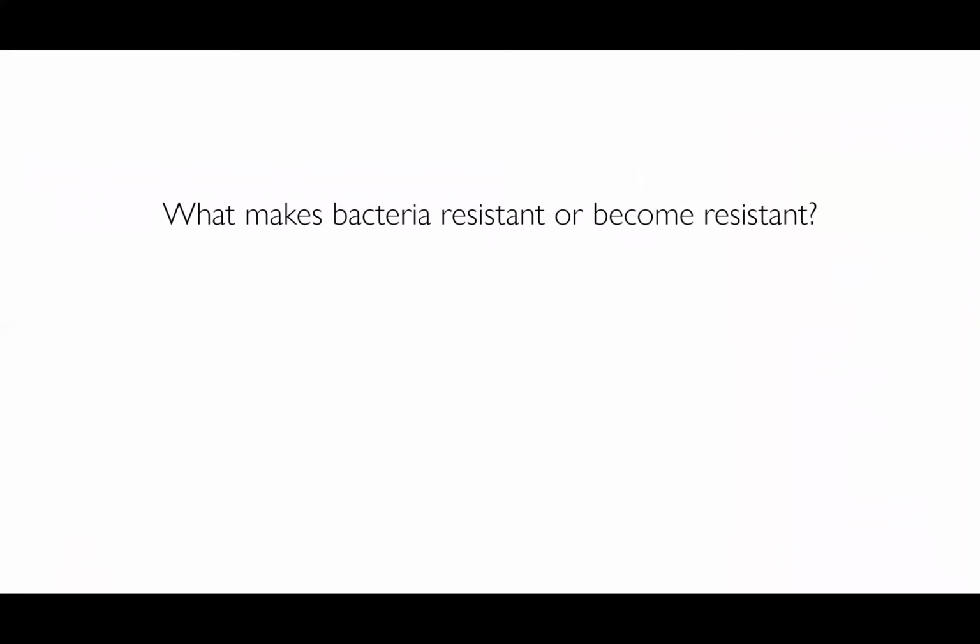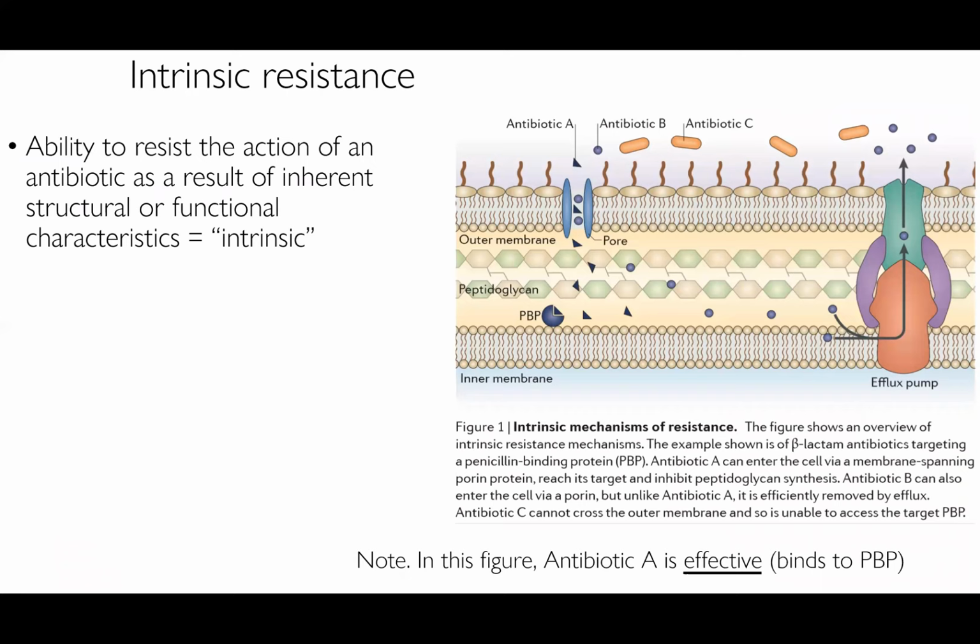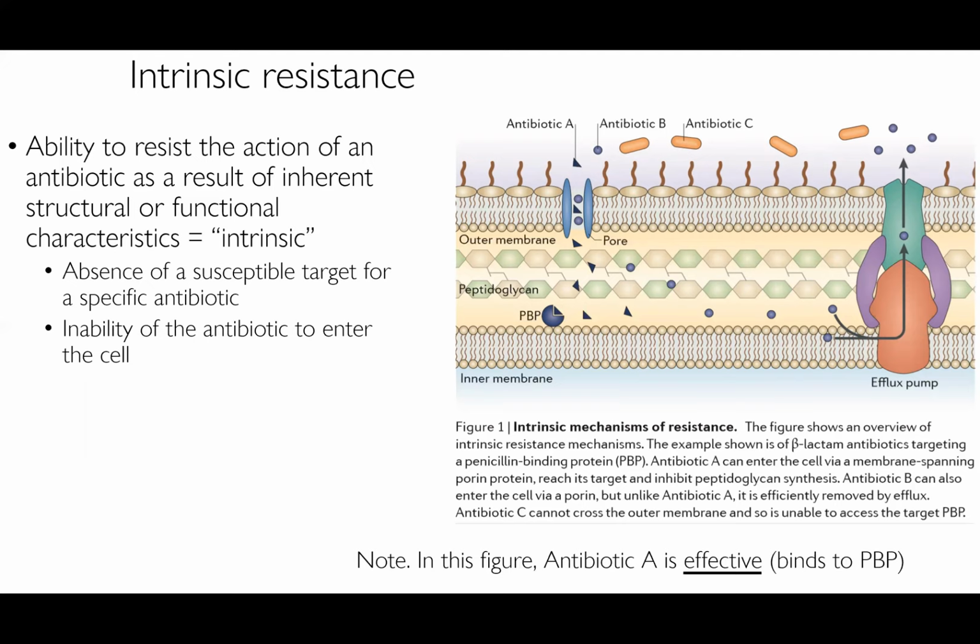That being said, we can ask the question, what makes bacteria resistant or become resistant? The first line of evidence we should look at is intrinsic resistance. It's the ability for bacteria to resist the action of an antibiotic as a result of inherent structural or functional characteristics. The idea being that the bacteria is missing a susceptible target for a specific antibiotic, or the antibiotic cannot enter the cell itself, or they have the capacity to remove the antibiotic with a pump of some sort.